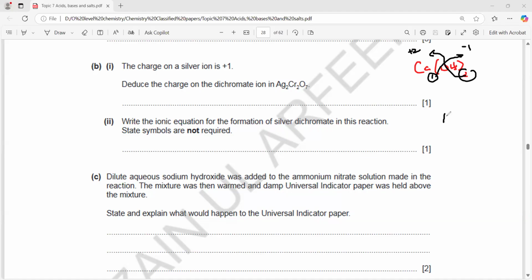If I say I have Na2SO4, so what is the charge of sulfate? What is the charge of sulfate? Minus 2. So this 2 is with sodium, so the charge on sulfate will be minus 2. And nothing is written, so what is the charge of sodium? It will be plus 1.